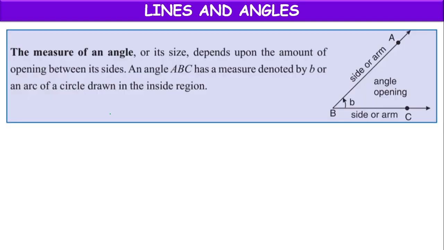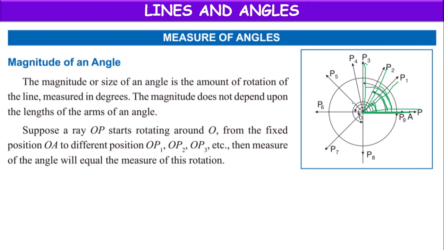So here, if you observe OP9, because OP9 is again coinciding with the OP line, the angle made in the rotation of OP to OP9 is a complete angle, one complete circle, one complete angle.